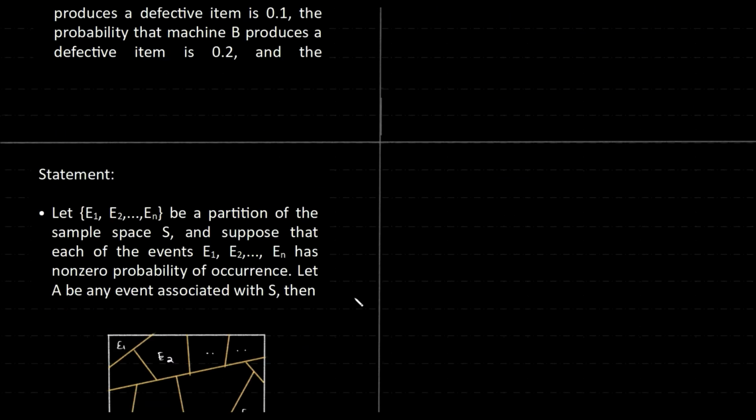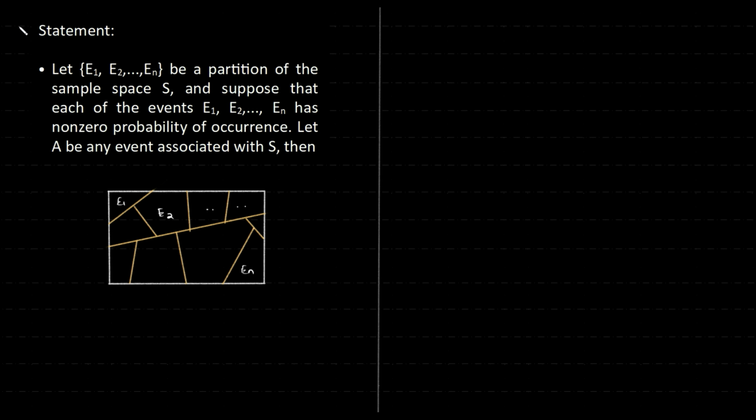So let me put it in general. So this is the proof. The statement begins with: let E1, E2, up to En, so on and so forth, be a partition of the sample space S, right? So these are all the items that are produced by different machines. So there are n number of machines, and these are all the items that are produced. So this is the sample space. And suppose that each of the events has non-zero probability of occurrence. So everyone is a producing machine.